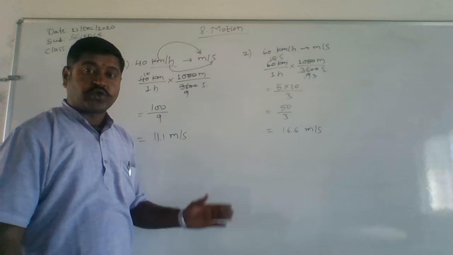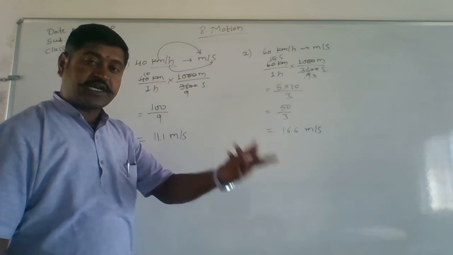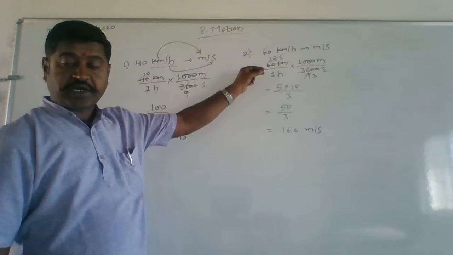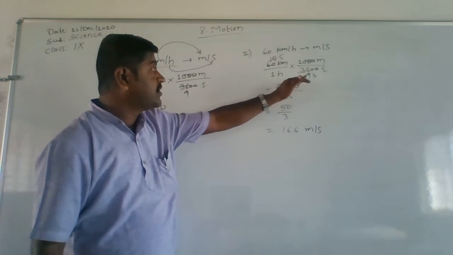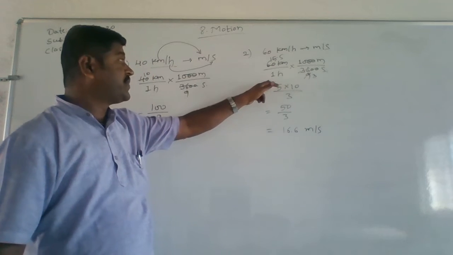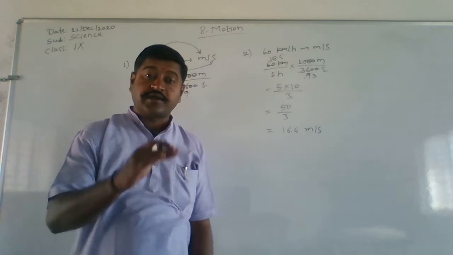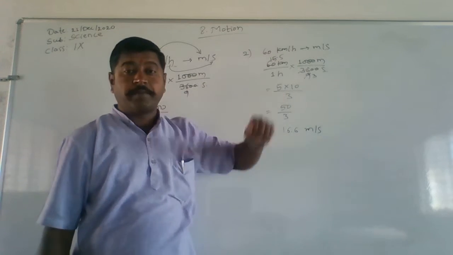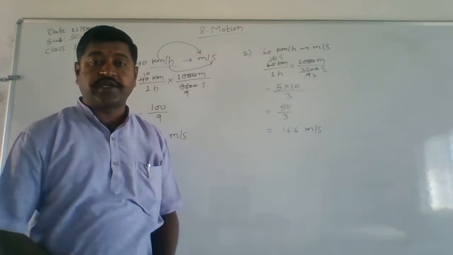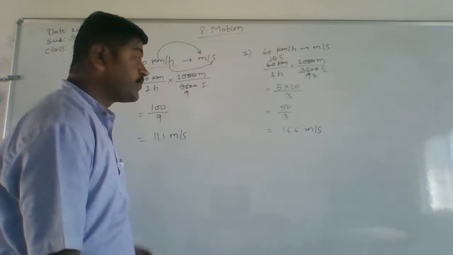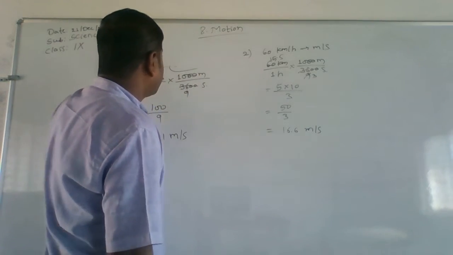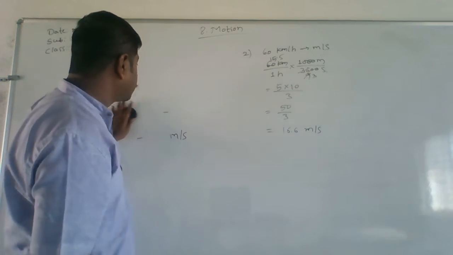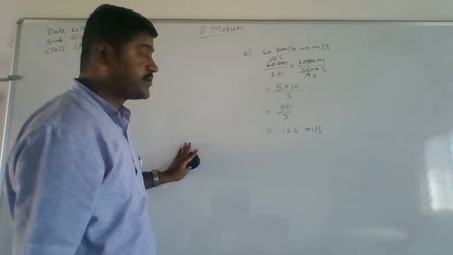Understood? So to convert kilometer per hour to meter per second, we have to multiply by 1000 meters with respect to kilometer, and we have to multiply 3600 seconds with respect to hour. Then we can convert that kilometer per hour to meter per second. Is this clear? This is how you have to do. And if you have not done those homeworks, at least after saying this, you should try to practice it.